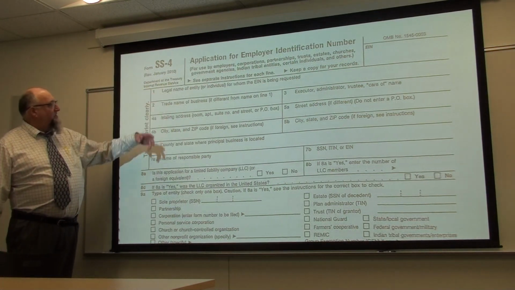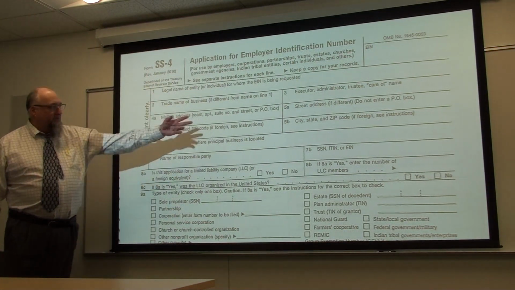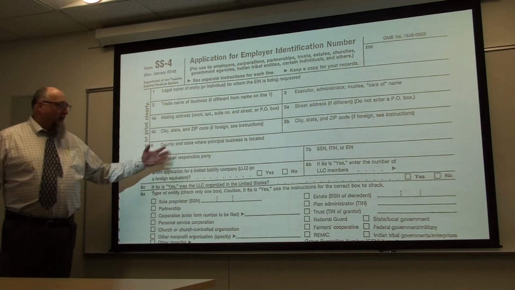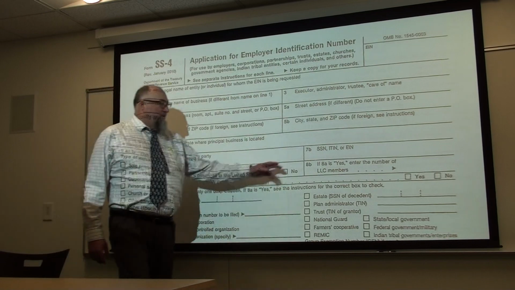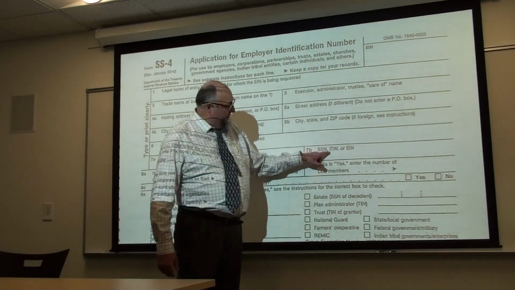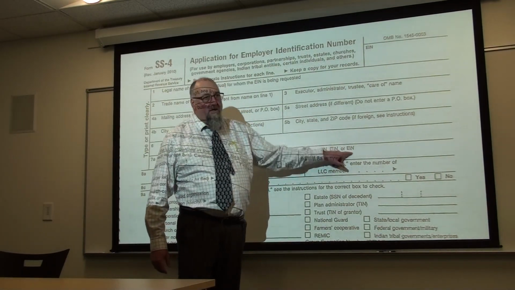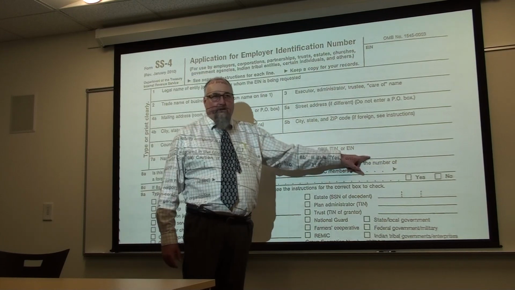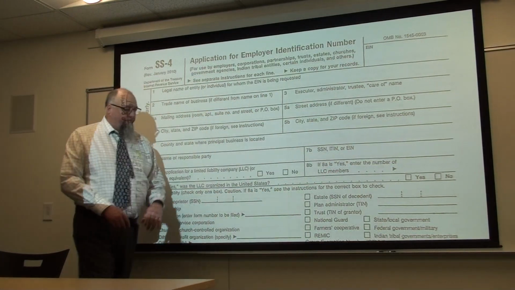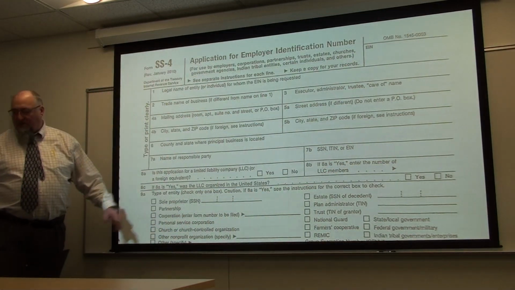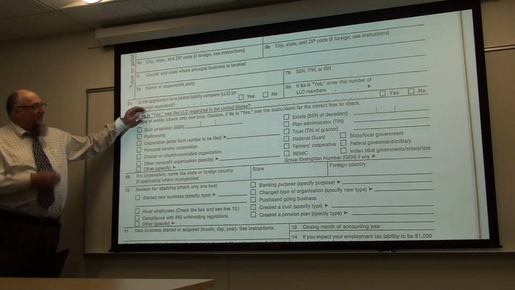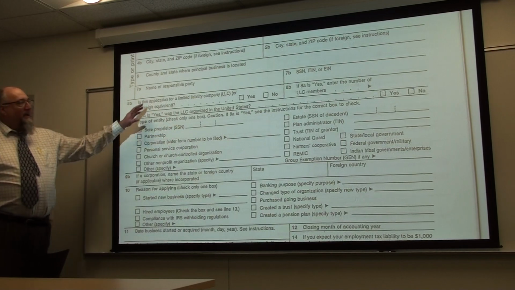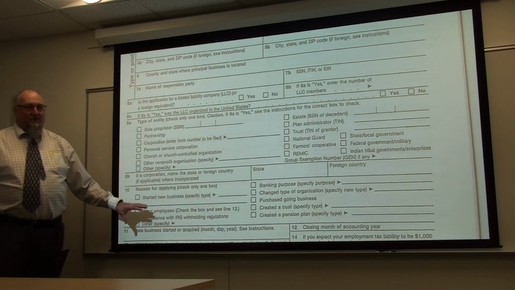You know, what's the name of the business? What's the mailing address? What's the street address? County where it's located? Who's the responsible person? What is their Social Security number, individual taxpayer identification number, or EIN? Again, don't use your real number there. And then what type of business structure is it? Pretty straightforward. If it's an LLC, how many members are you going to have? And just fill this out the best you can.